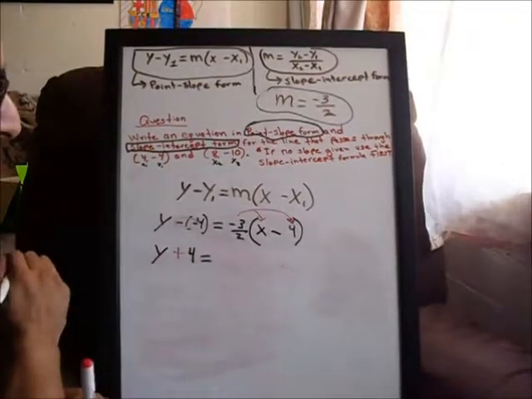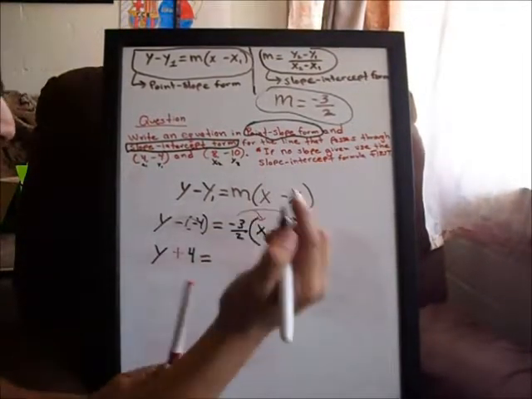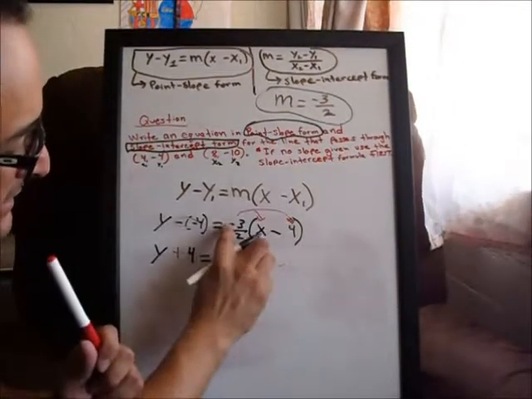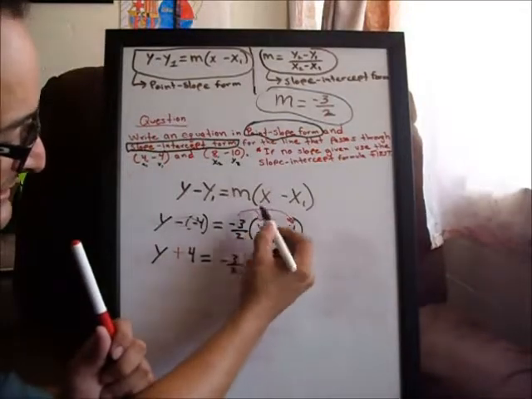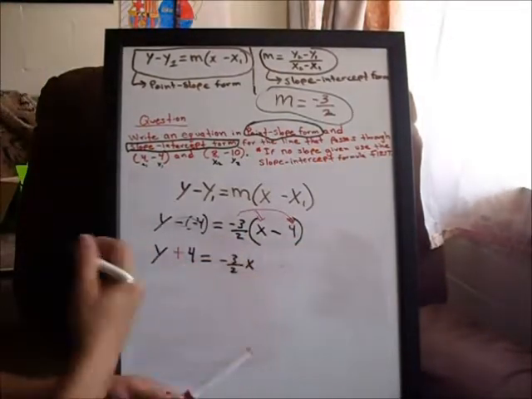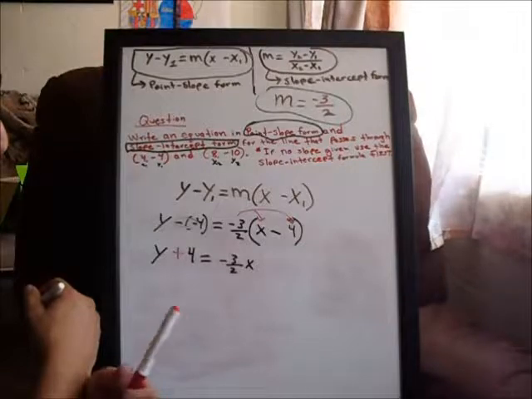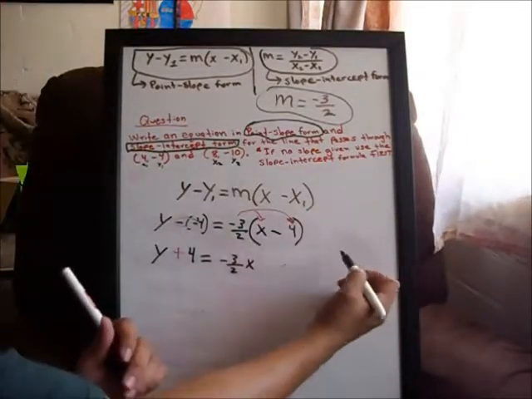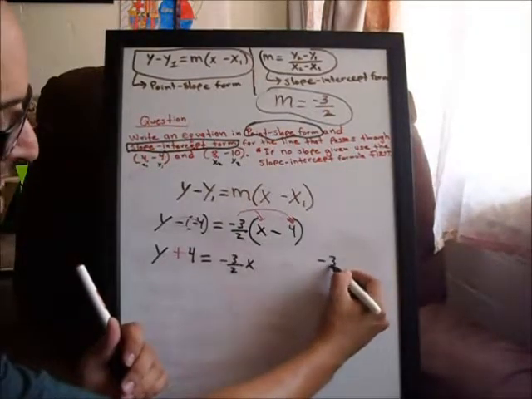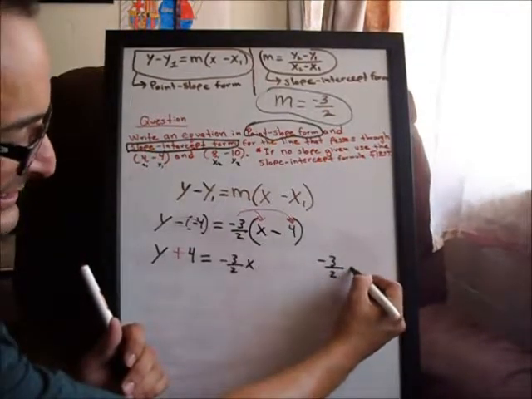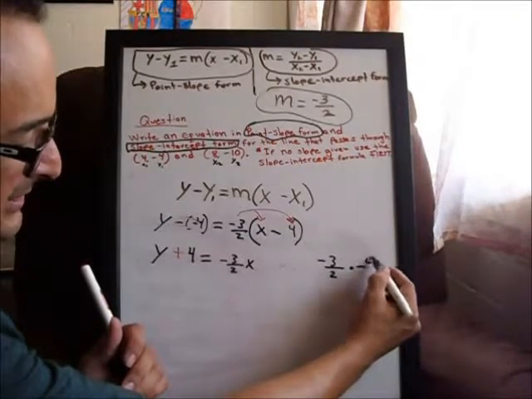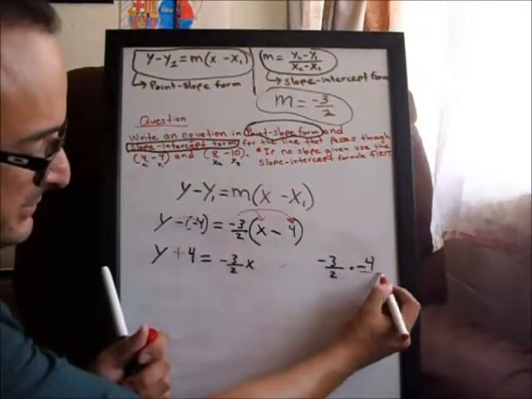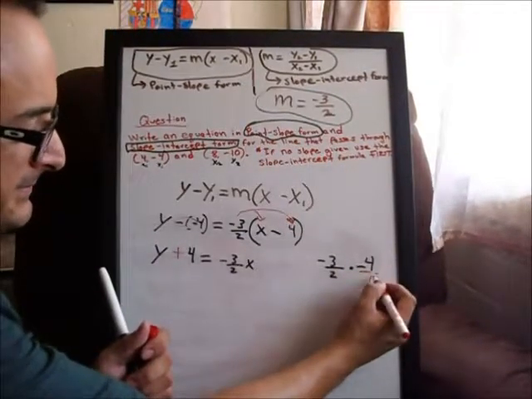Next, we do that. Negative 3 over 2 times x is what? Well, negative 3x over 2. Then negative 3 over 2 times negative 4. Now, you can do this on the side. Negative 3 over 2 times negative 4, right? A whole. This has an invisible 1 here, okay?